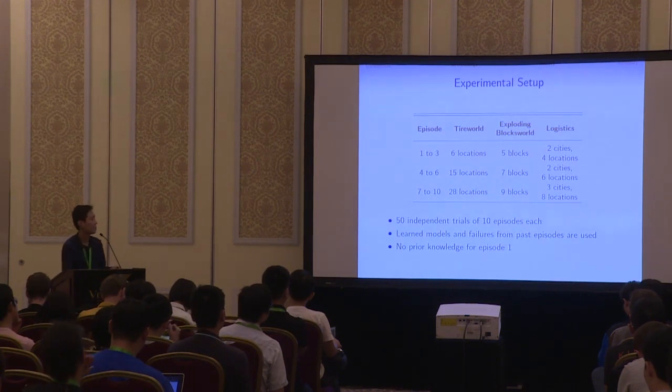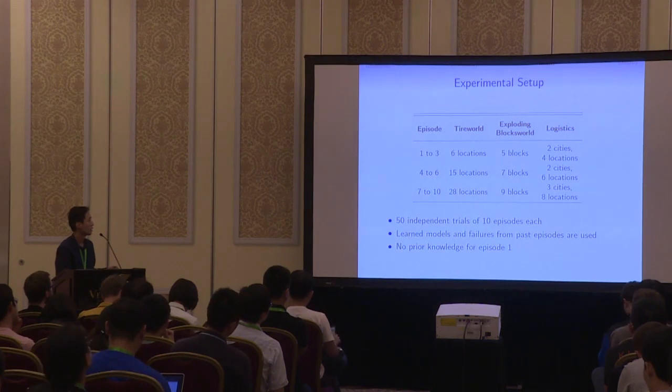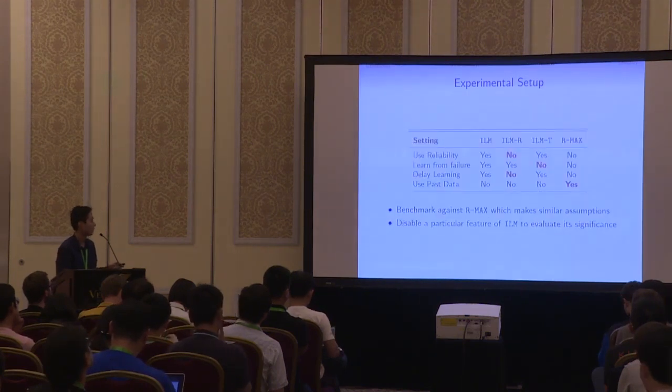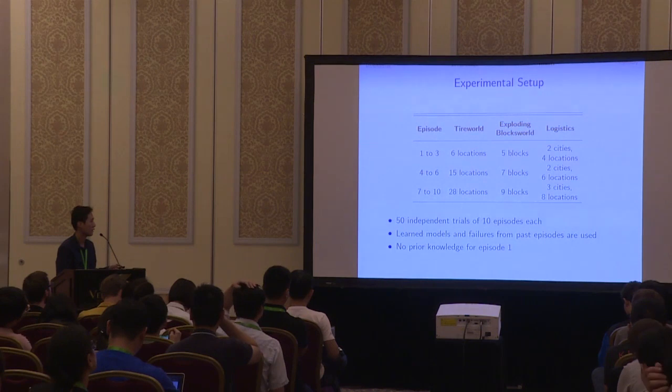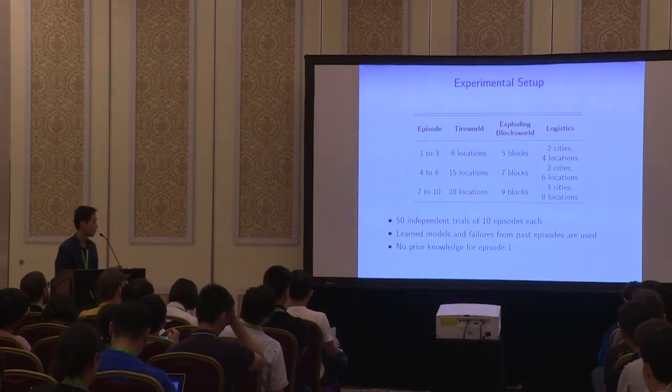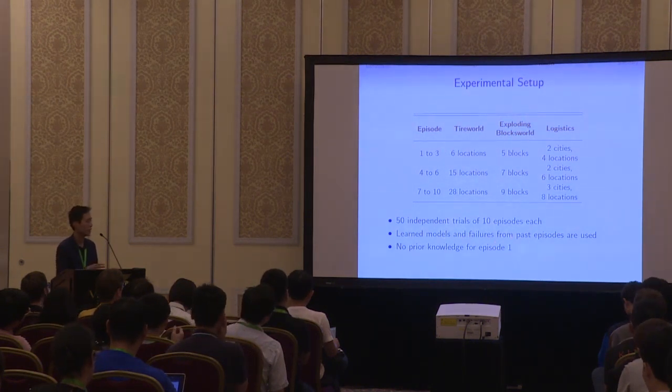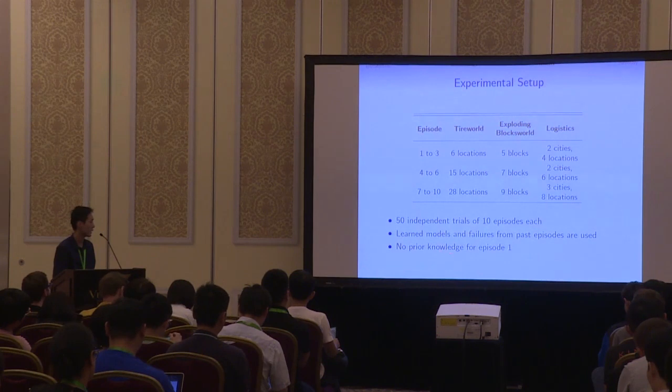So we evaluate the performance of IRM on 3 benchmark planning problems: tire world, exploding blocks world, and the logistics domain, which I described briefly earlier on. We ran 15 independent trials of 10 episodes each sequentially, and we increased the scale of the planning problems in each subsequent episode. So the learned model and the learned failures from previous episodes are used in the current episode, but we do not accumulate the training data. For the first episode, the prior action model is an empty model. There are no preconditions or effects.